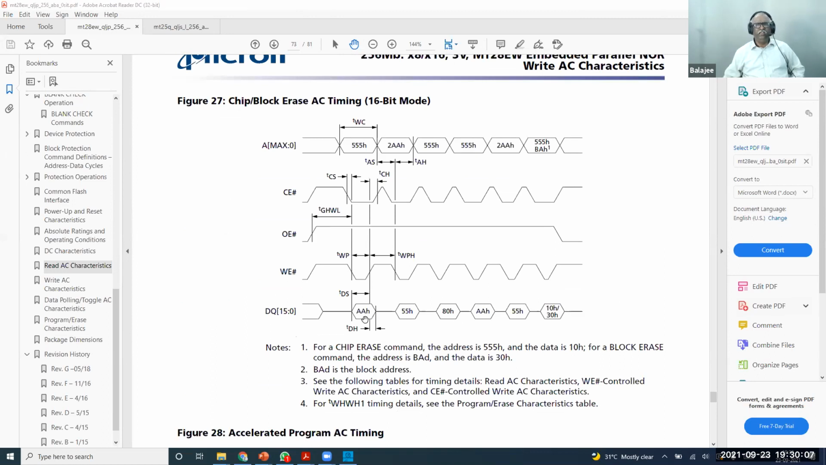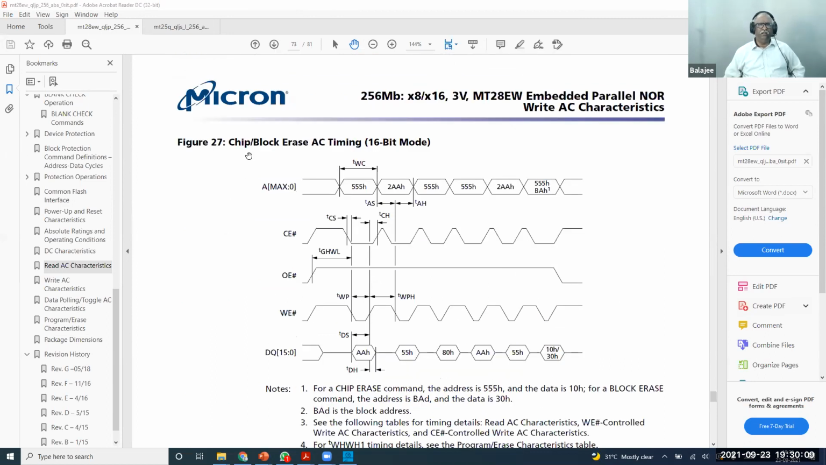See here, you see what they have written. Chip block erase. What are you supposed to give? You're supposed to give 555, then 2AAA, 555. You see, that's what you're supposed to give. Then what command has to be given in the address. This is the address, this is the command. If you give that, the chip will be erasing. They call this chip block erase.